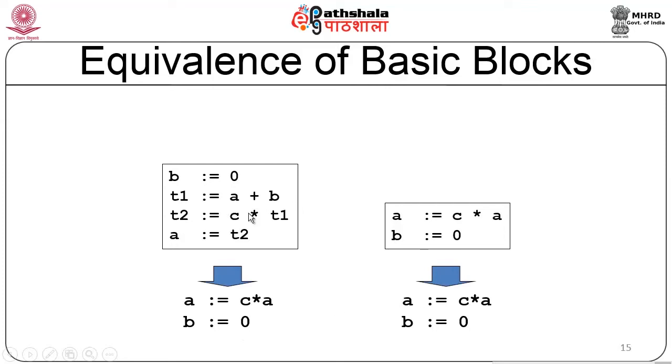Now this block and this block are equivalent because here it says a is equal to c into a, and then it simply says b equal to 0. So outside this particular block, the values of a and b are the same in both cases. Therefore we say that these two blocks can be looked upon as equivalent blocks.